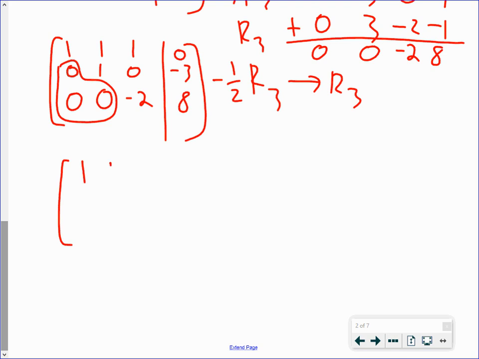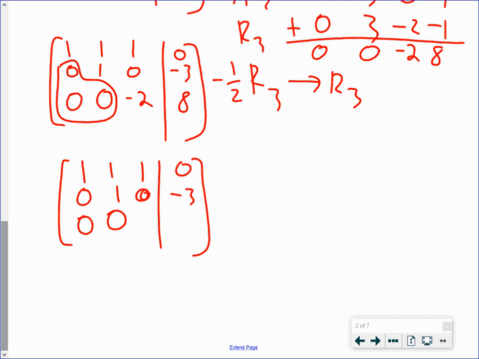So if I do that, the first row stays the same. The second row stays the same. And row 3, we're going to multiply each value in that row by negative 1/2. 0 times negative 1/2 is still 0. 0 times negative 1/2 is also 0. Negative 2 times negative 1/2 gives you a positive 1. And 8 times negative 1/2 gives you negative 4. Now I see that I have my Gaussian elimination matrix. The diagonals are all positive 1s, and everything underneath the diagonals, everything underneath the leading coefficient, is 0, or in other words, this bottom left corner is all 0s.